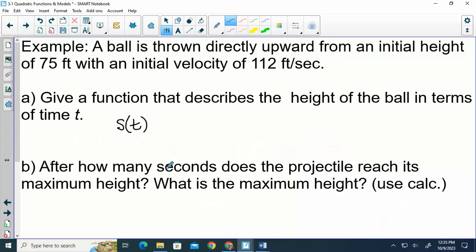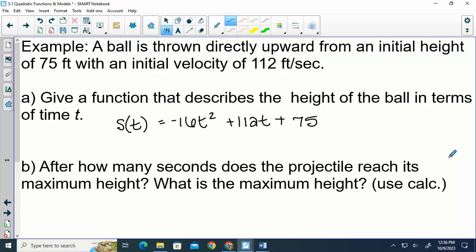So v sub 0, beginning velocity, was 112, plus h sub 0, so that's your beginning height, which was 75. If you start on the ground, what would be your beginning height? 0.